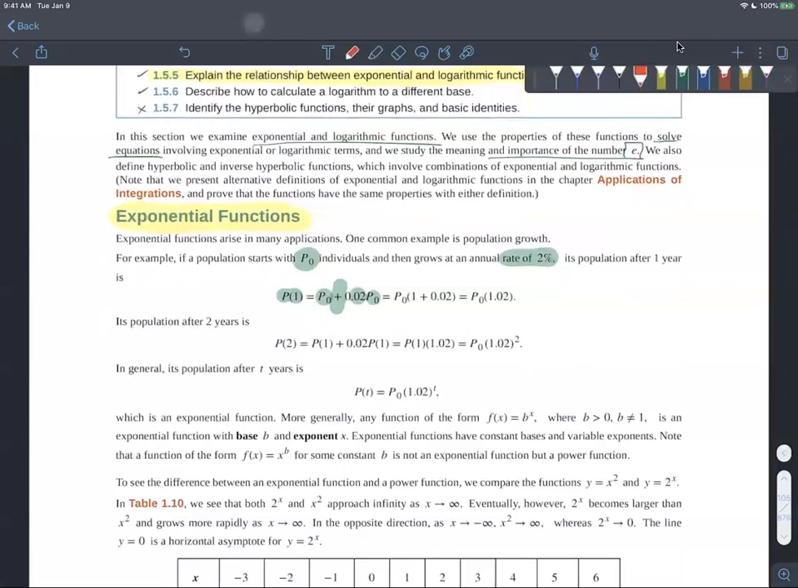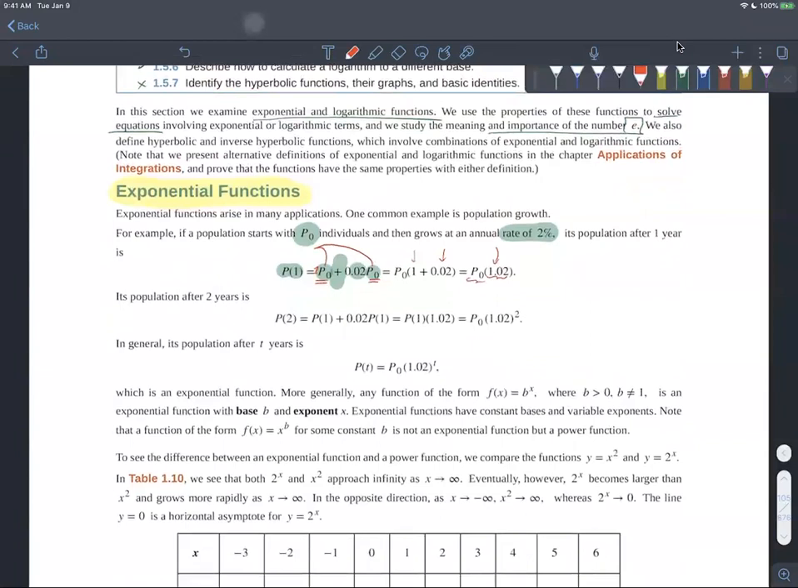Both of these terms have P naught in them, so we can factor out the P naught. This has a coefficient of 1, so we end up with 1 plus 2%. It makes sense that you should get 102% of P naught. If it grows by 2%, the initial population counts as 100% of what it started with, and so after 1 year, you have 102% of the original population.